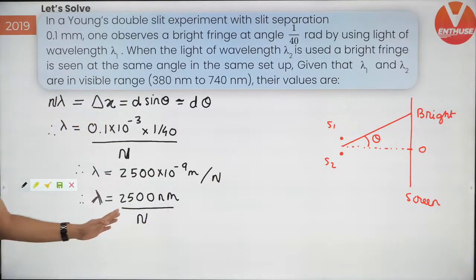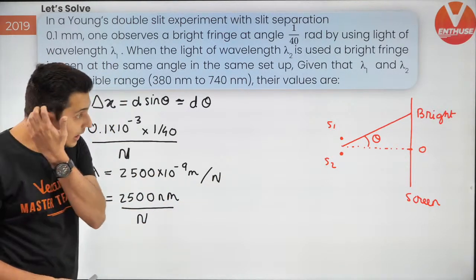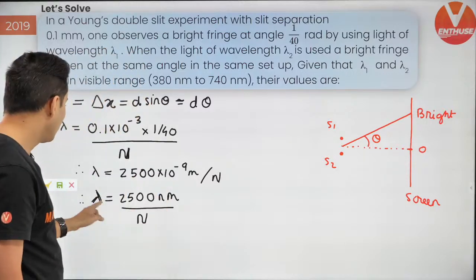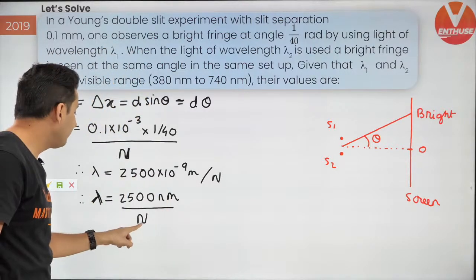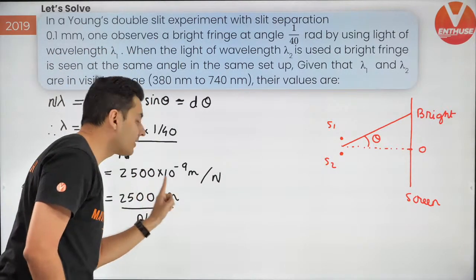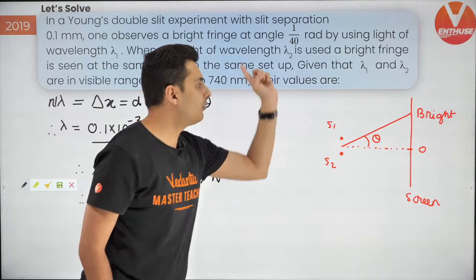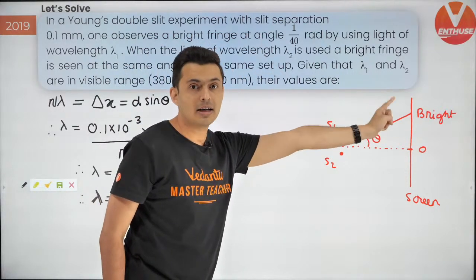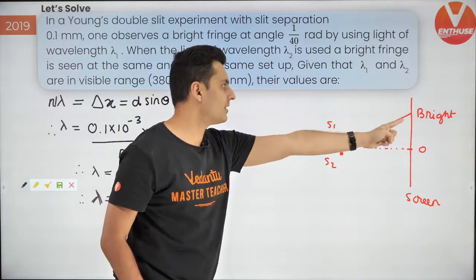Okay. Now comes the interesting part. Only certain wavelengths which follow this relationship will give you constructive interference or a bright region.